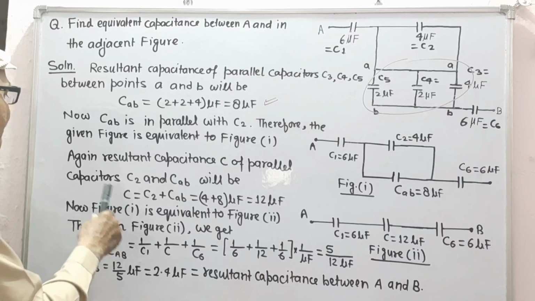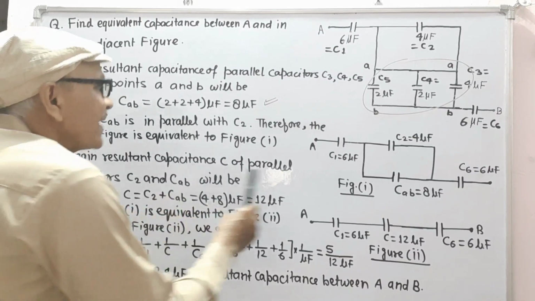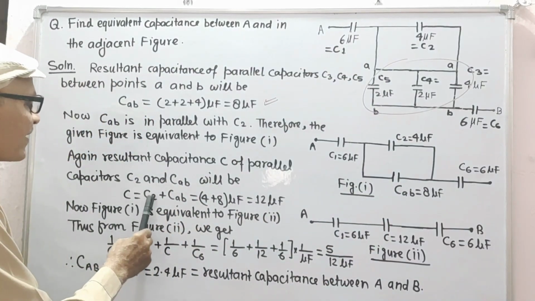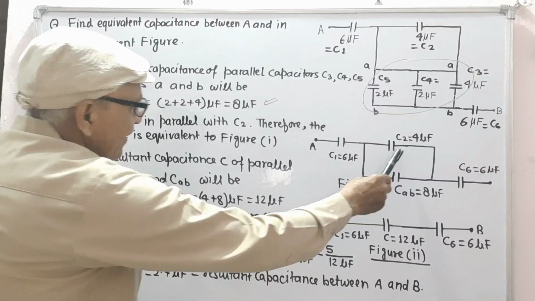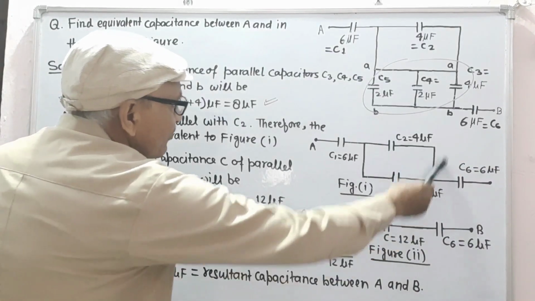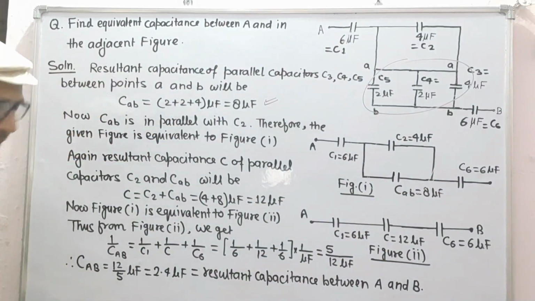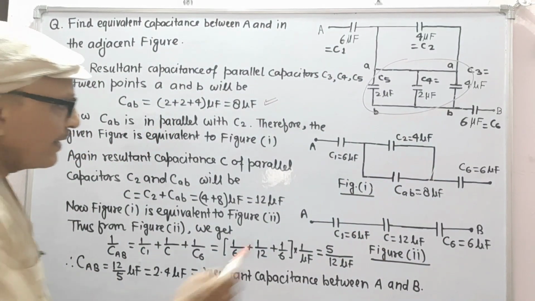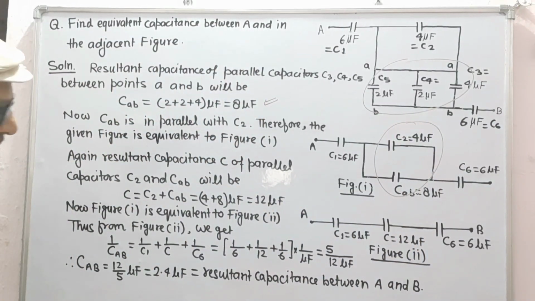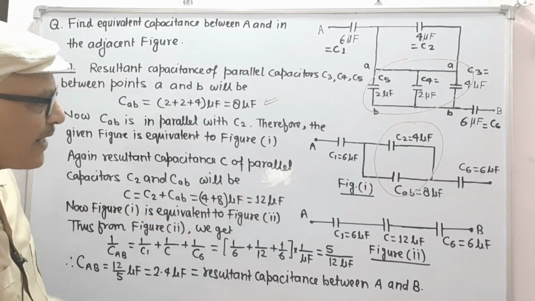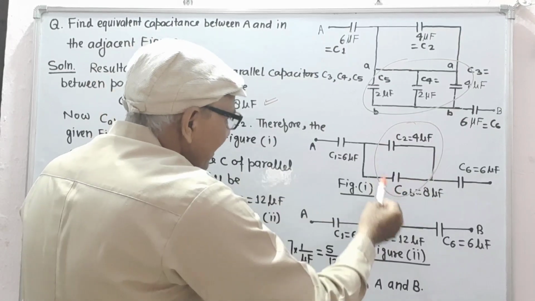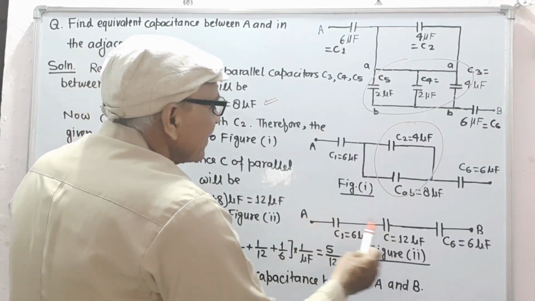So, the resultant of parallel capacitances C2 and CAB will be C, which is C2 plus CAB. C2 is 4 microfarad and CAB is 8 microfarad. This comes to be 12 microfarad. Again, its resultant is C, which is 12 microfarad. So, this circuit may be redrawn by its equivalent circuit as in figure 2.